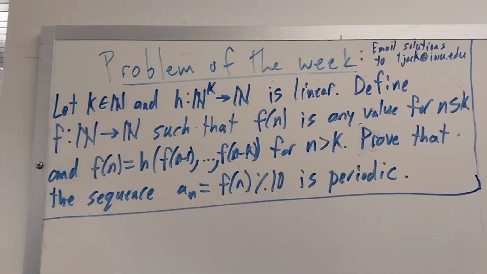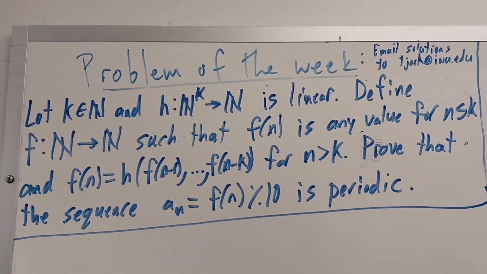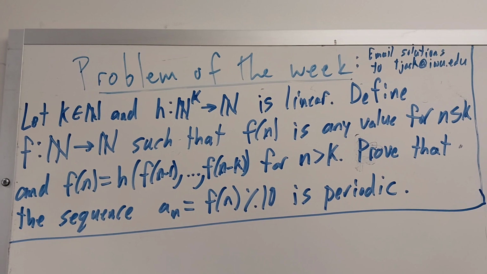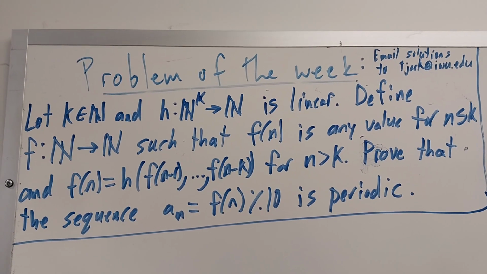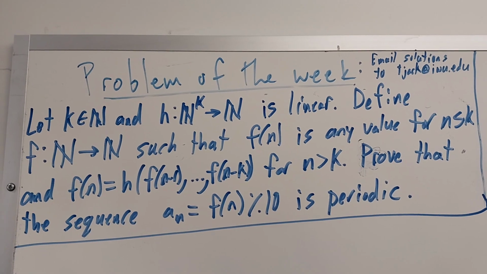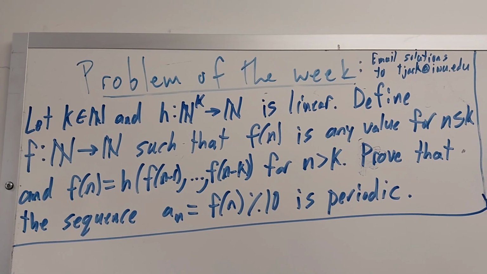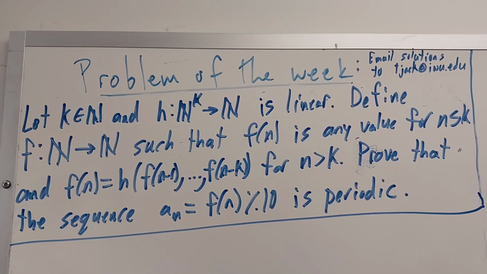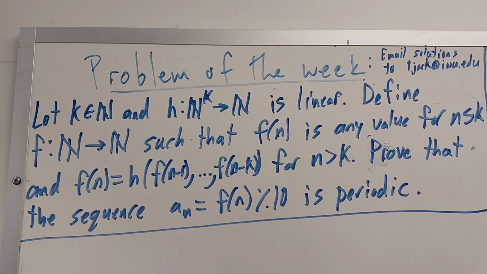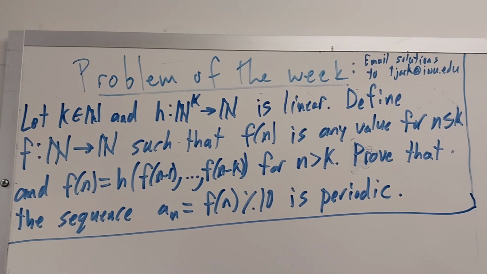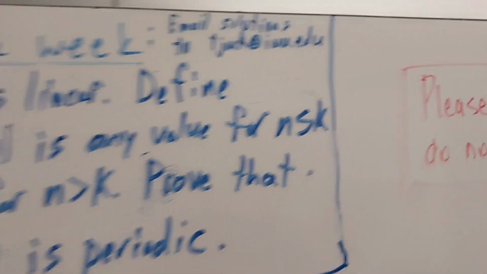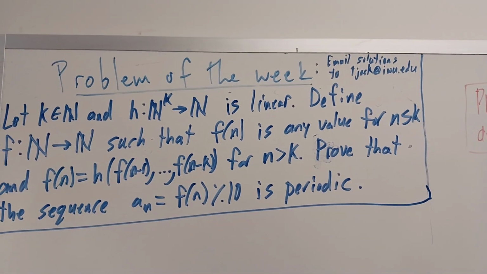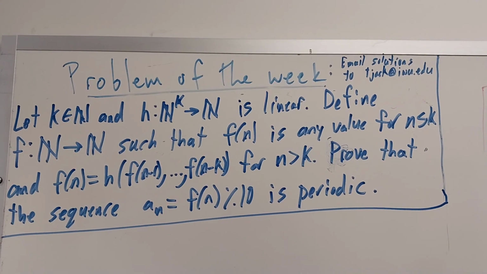So the problem says that we are allowed to pick a natural number, k, and we are going to define any linear function with k inputs, all natural numbers, and one output, a natural number. And we're going to define a function that maps naturals to naturals in the following manner. The first k values for the function we get to pick to be any natural numbers we want.